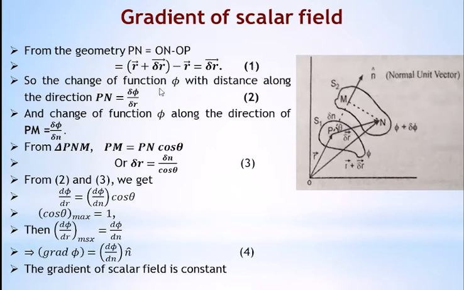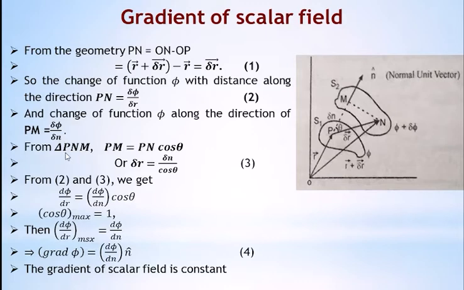So the change of function phi with distance along the direction of PN is del phi upon del r, right? Then equation number 2. And the change of function phi along the direction of PM, so along the direction of PM, we write the function del phi by delta n.